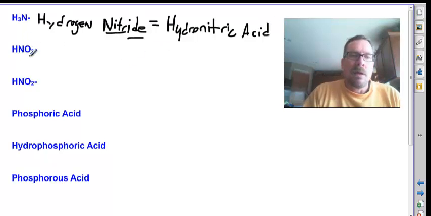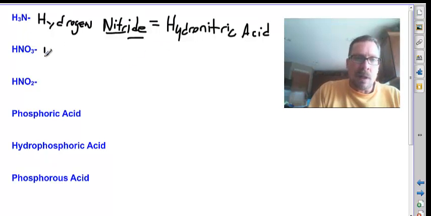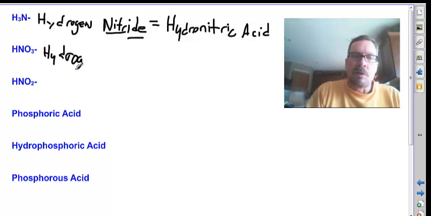Now, here again, same thing. I'm going to name it like I would a normal polyatomic compound. So it's hydrogen, and I looked that up on my polyatomic chart, and that is nitrate.